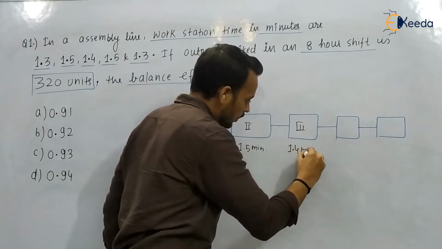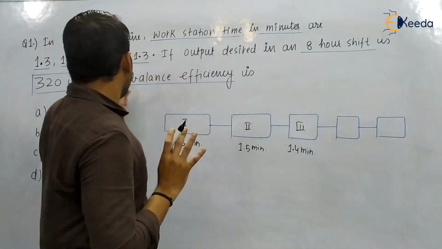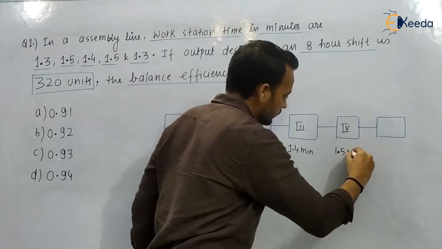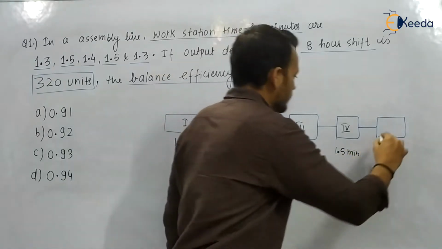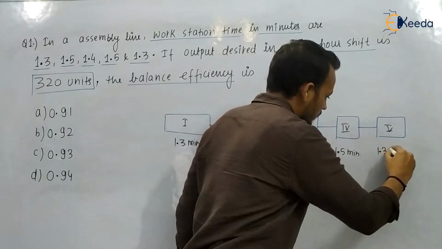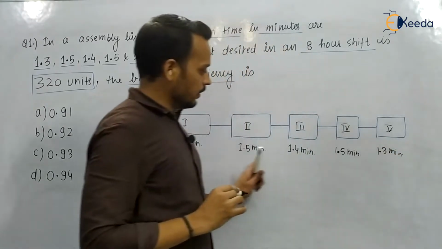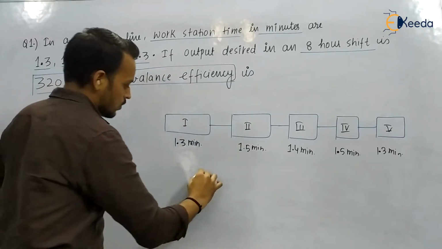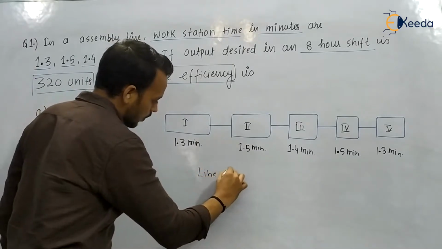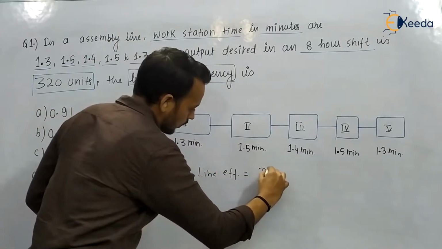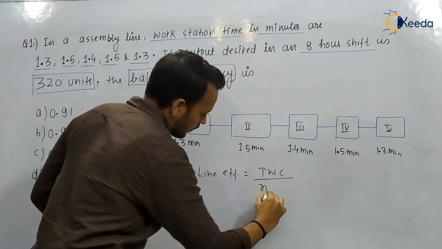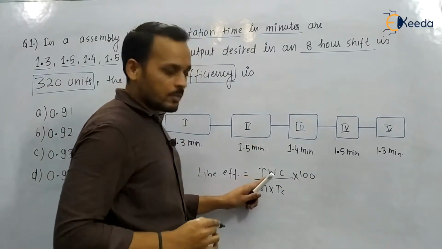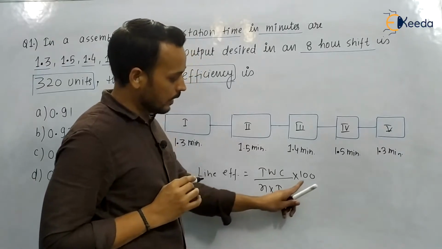According to the question, I am making the diagram. For the 4th workstation, it is 1.5 minutes, and for the 5th workstation it is 1.3 minutes. So they have given the workstation time and they are asking the line efficiency or simply balance efficiency. The formula of line efficiency is total work content, TWC, upon number of workstations into TC, that is cycle time, into 100.